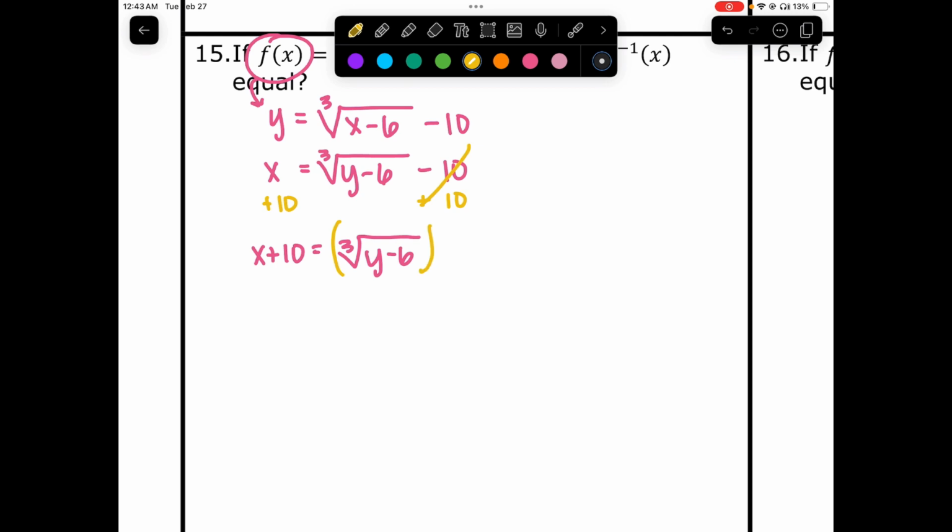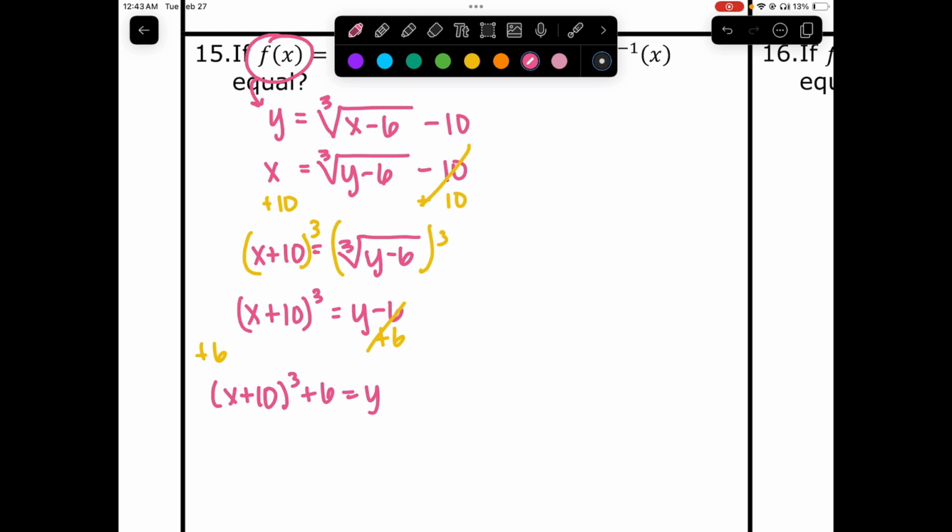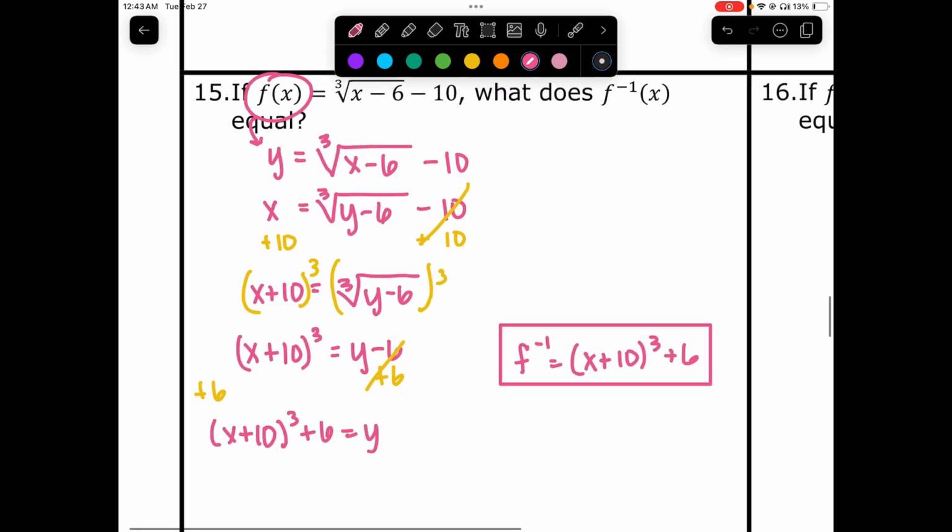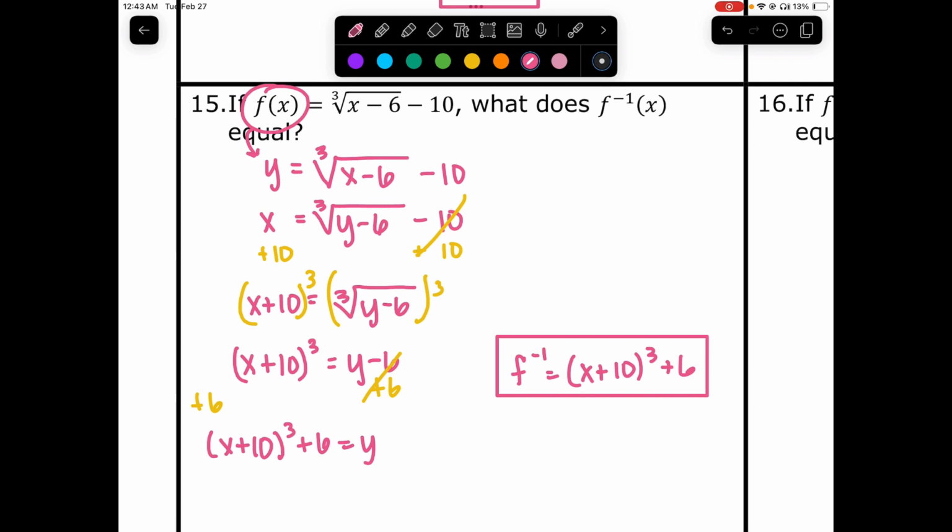Now I'm going to cube both sides. Ew. Oh wait, I don't have to FOIL it out because that would have been nasty. X plus 10 cubed equals y minus 6, and then we're just gonna add 6. I'll put it over here because those parentheses are keeping it out. Equals y. All right, cool. So f inverse equals x plus 10 cubed plus 6. Voila. Oh, so basically you can see like the opposite happened. Math magic. Try number 16.